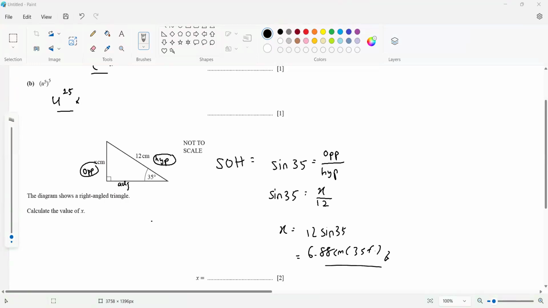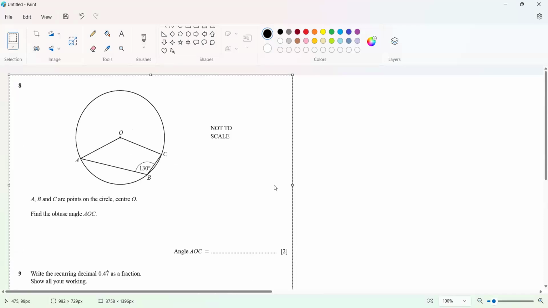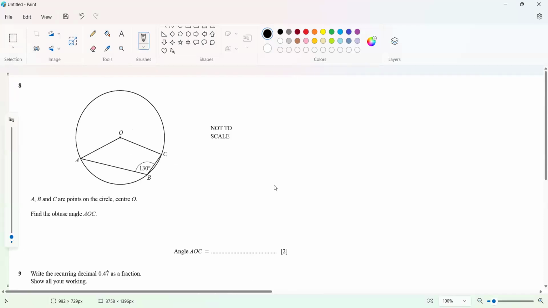So moving on to question number 8 and 9. Number 8 is a circle question and number 9 is a recurring decimal question. For number 8, we start off with A, B, and C are points on the circle center O. Find the obtuse angle AOC. An obtuse angle in this case is an angle that is between 90 and 180 degrees, not inclusive, so I wrote the symbol wrong there. That's not inclusive. Now, basically, we are looking for this. We can't look for the other direction because the other direction is more than 180 degrees. It's the reflex angle instead, so we are not interested in this.